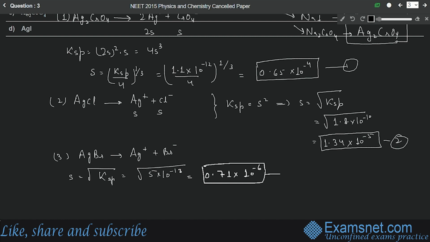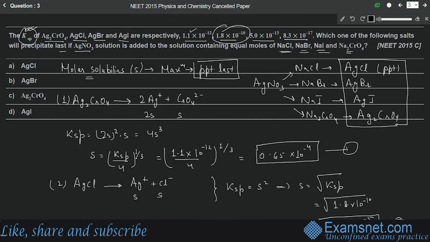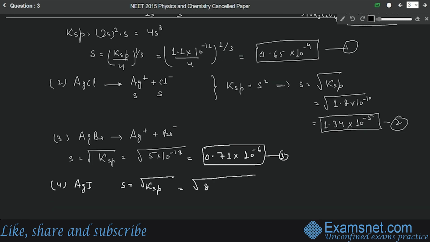So we have got the third value, and one more we have, this is silver iodide. Here also the value of S will be equal to under root Ksp, because it will dissociate into Ag plus and I minus ion. Okay, S and S, S square. So the value of S will be root of Ksp. What is the value of Ksp for silver iodide? It is 8.3 into 10 to the power minus 17. So let's put that value. Now if you solve this, you'll get 0.9 into 10 to the power minus 8. So this is the last value.